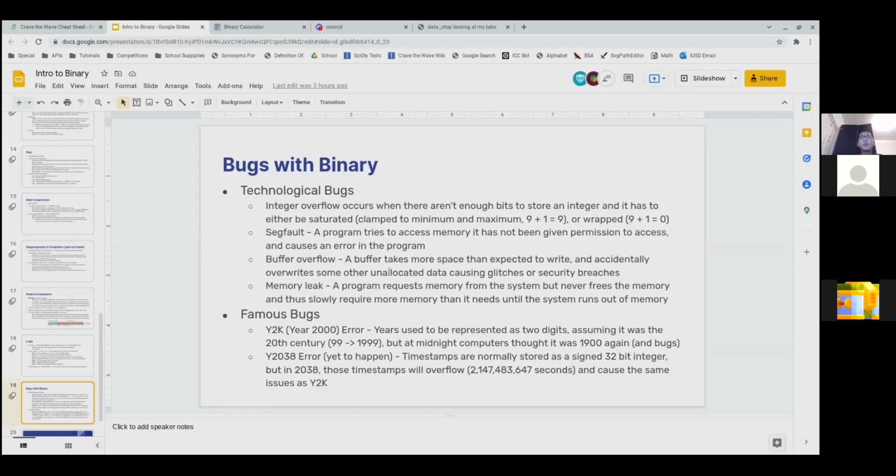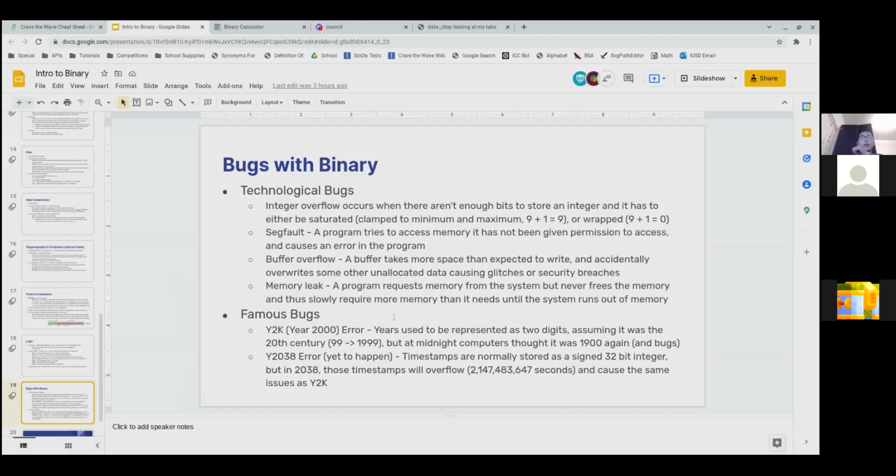There are also bugs with binary. For example, say you do 9 plus 1, but you only have 1 digit stored. You could do 9 plus 1 equals 9, or you could do 9 plus 1 equals 0. And both of those, you can never store 10 if you only have 1 digit, which means that's always an issue. So that's integer overflow. And segmentation fault is when the program tries to access memory it hasn't been given permission to access.